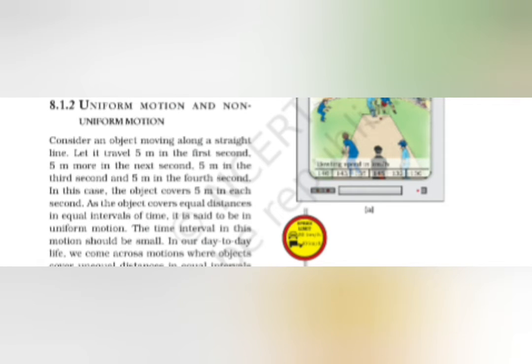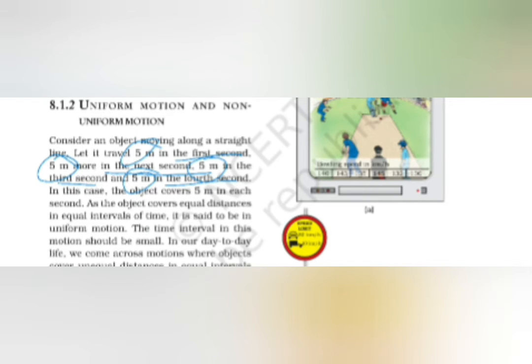Now to make it more clear, let us look at an example over here. It is given that an object travels 5 meter in the first second, another 5 meter in the next second, another 5 meter in the third second, and the last 5 meter in the fourth second. So here we say that the 5 meter distance is covered every second. So the body is in uniform motion. Same distance in equal interval of time. How much is the interval? 1 second. So the body is in uniform motion.